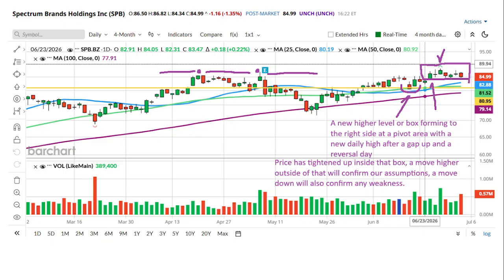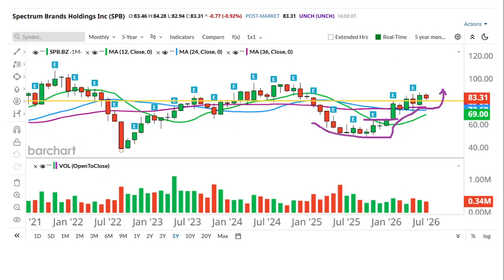If it moves higher, I'd probably buy it. If it moves lower, I'll just put it back on the watch list. It's already stopped me out once, so we'll see what happens. But that was another possible idea from the previous month that did not work out. Again, that one stopped me out.